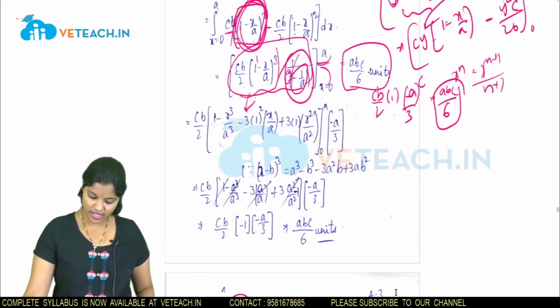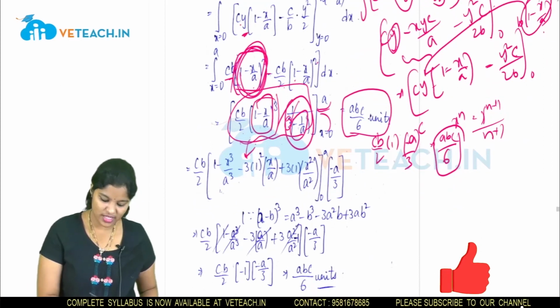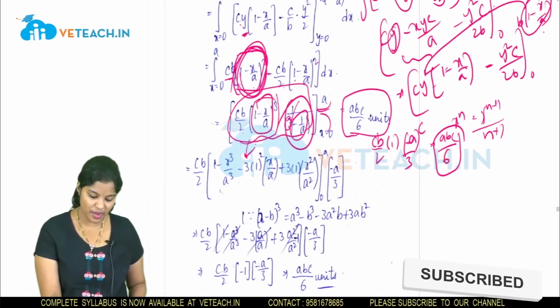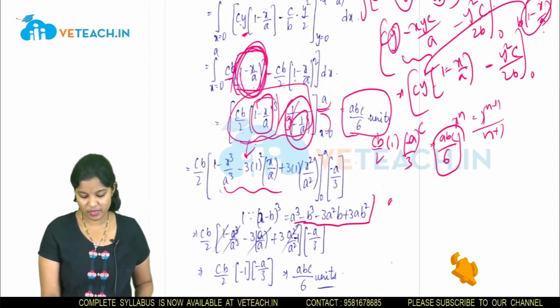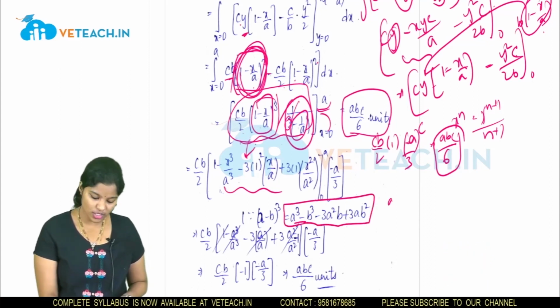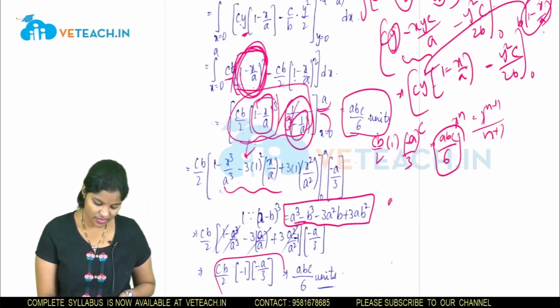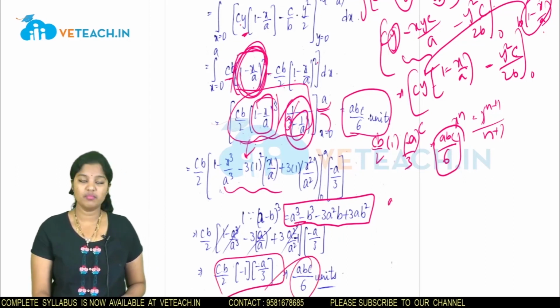Again, for clearer understanding, this 1 minus x by a whole cube is expanded as a cube minus b cube minus 3a square b plus 3ab square. So what terms will get cancelled? Finally we will get this term, that is ABC by 6 units.